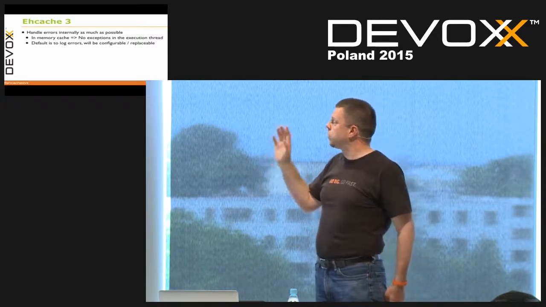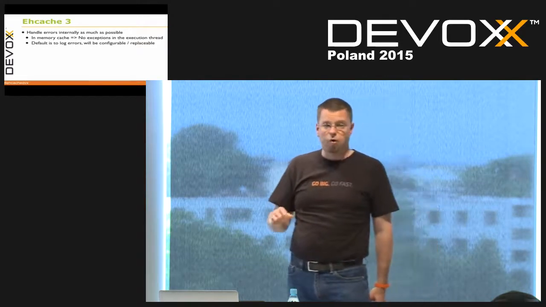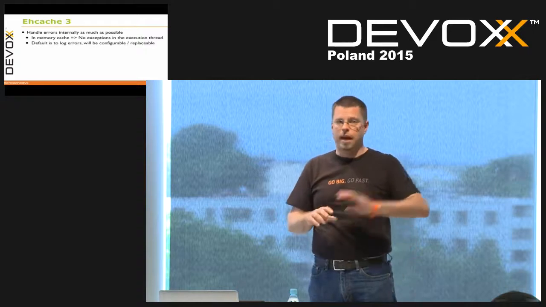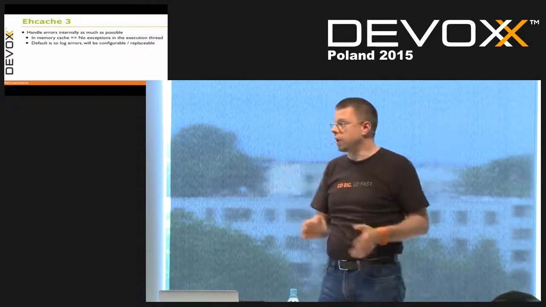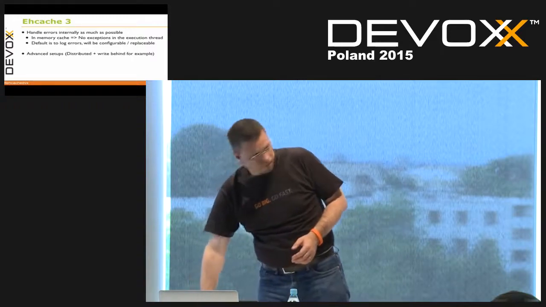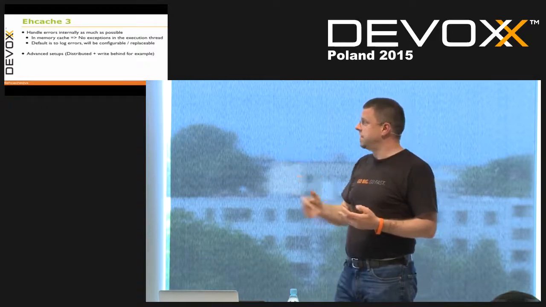And we aim also for that to be configurable, replaceable. You may have cases where you say, if the cache is not working, I want an exception to be thrown, because I'm handling that at a higher level. Fine. We can't decide that for you. It's your application logic. And then we've got advanced setups.